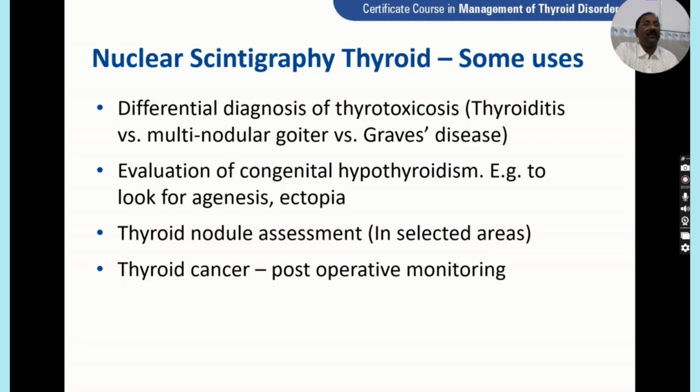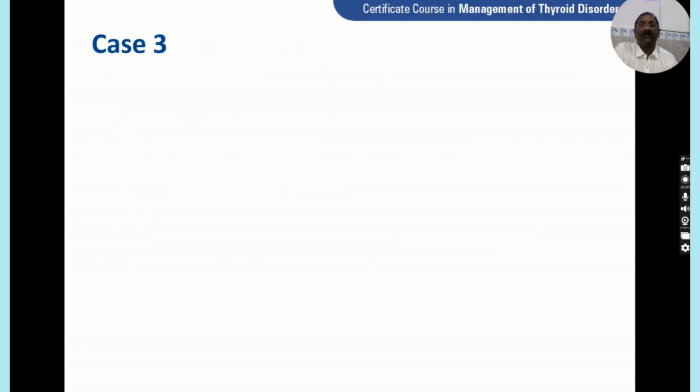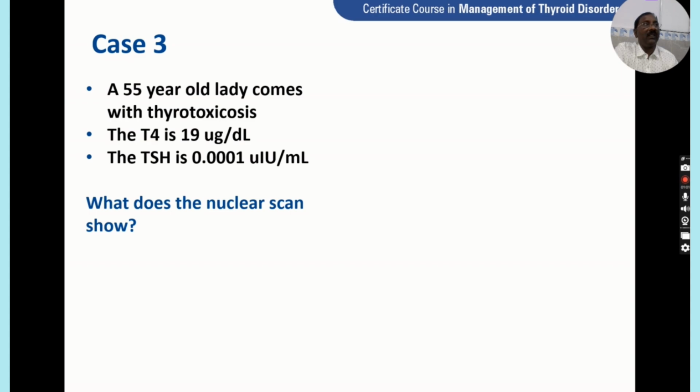Nuclear scintigraphy of the thyroid, some causes. A 55-year-old lady comes with thyrotoxicosis. T4 is 19 micrograms per deciliter. What is the normal T4? Here the TSH is 0.0001. See how much reduced the TSH is. Normal is 1.5 to 5, but here it is 0.001.